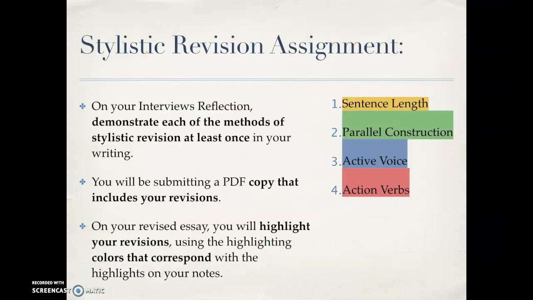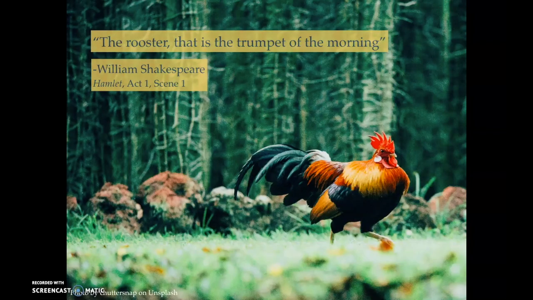We talked about sentence length. We talked about parallel construction, talked about using active rather than passive voice, and we talked about using action verbs rather than the verb to be. So you can go back and review that if you can't remember what those are all talking about. But now let's move on to the next one, and I got an example here for you.